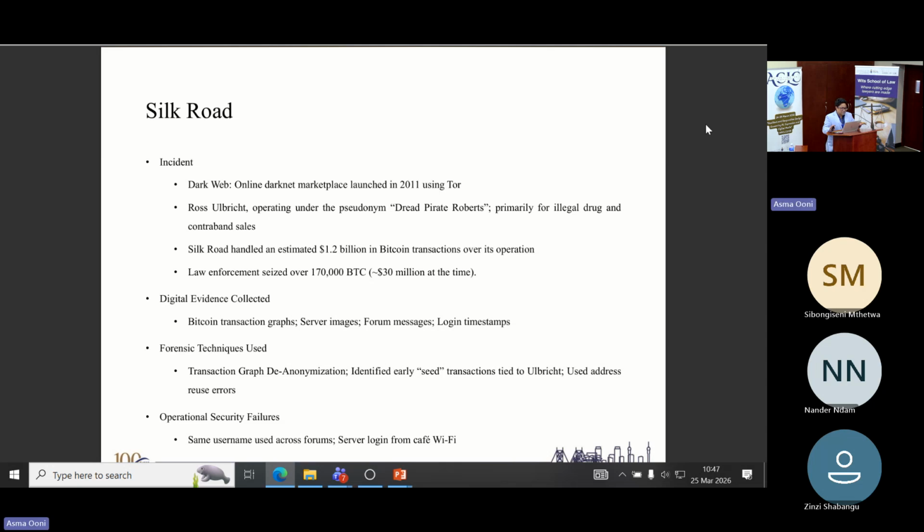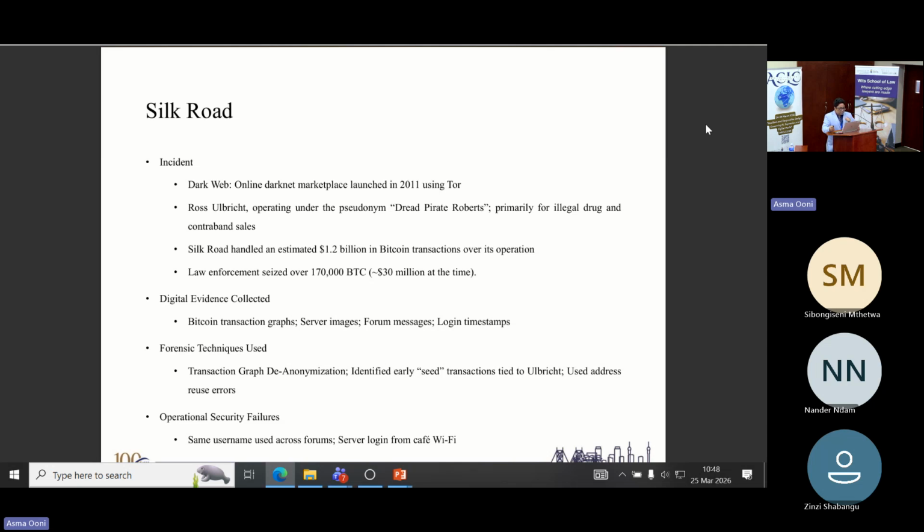But this particular person, Ross, thought that he was using this network and nobody could track him. But there are smart people out there, so they can track it. And he was controlling everything from one end, under the name Dread Pirate Roberts. Through that, it is estimated he handled about $1.2 billion in Bitcoin transactions, which is quite a big amount. Law enforcement seized about $30 million by the time he was arrested.